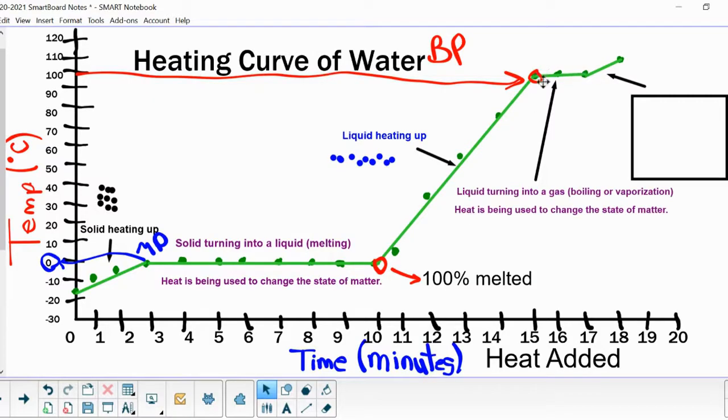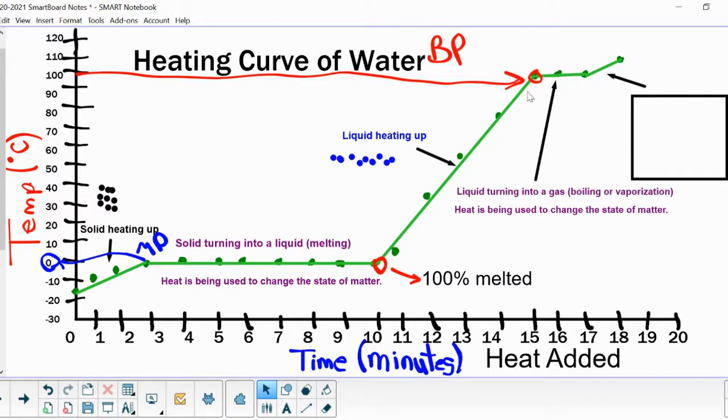At this point, again, notice the flat line. It's a little short on our video, but that's okay. Heat's being used to change the state of matter again. So note that both flatline portions, plateaus you can call them, the heat's being used to change the state of matter. Okay? So you can't get water at over 100 degrees because once it hits 100 degrees, all that water starts to boil. So it starts to become a gas.